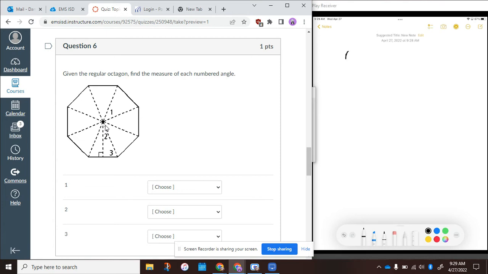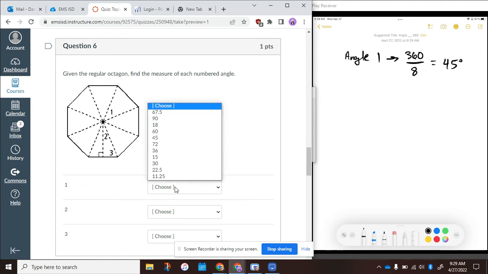So if we're looking for how much one of them is, for angle number one, we're going to do 360 divided by however many sides. Since this is an octagon, you can look around and count if you can't remember that octa means 8. So angle number one is 360 divided by 8, which when you type into the calculator gives us a total of 45 degrees. So that'll be angle number one, 45 degrees.